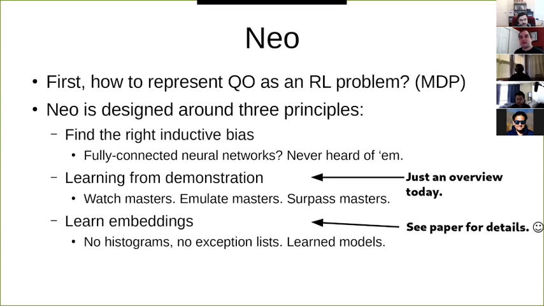The first is to find the right inductive bias, like I was just talking about. The second is learning from demonstration. The idea there is to look at an expert query optimizer ahead of time so that you start out with an okay optimizer instead of starting out with something terrible. We're only going to do an overview of that today. Then the final design principle of NEO, which I won't have time to talk about, but you can see the paper if you're interested, is the idea of learned embeddings. Learned embeddings are how NEO avoids things like histograms and exception lists and uses the learned model instead.